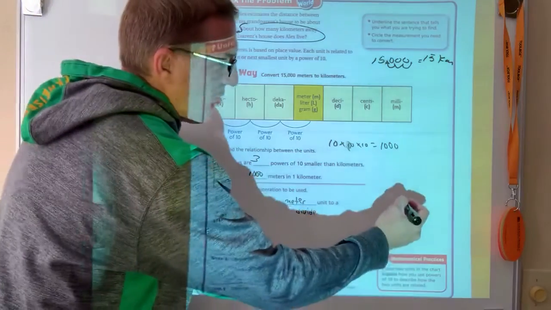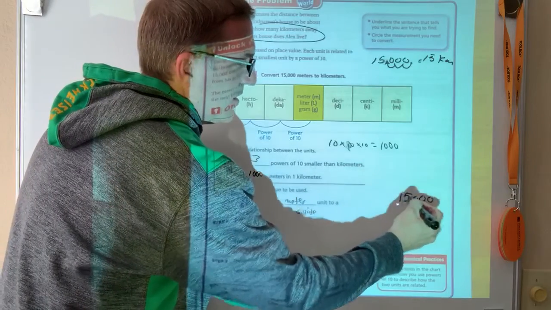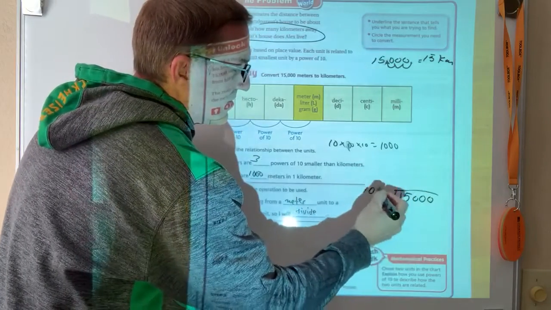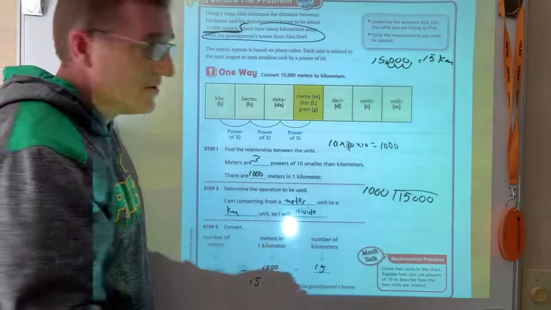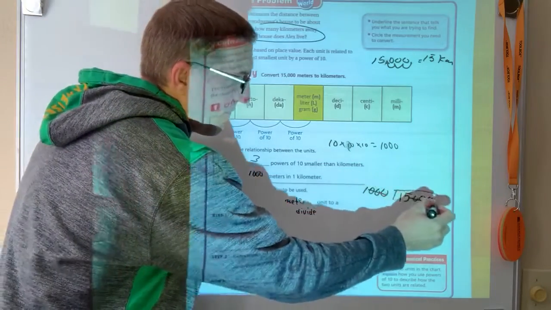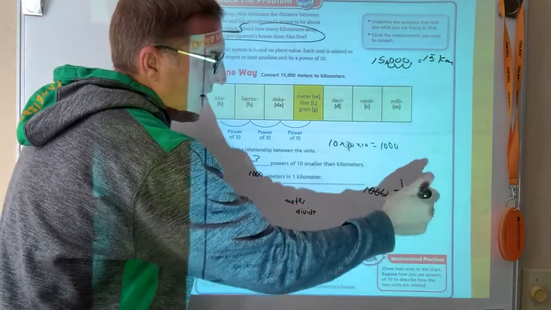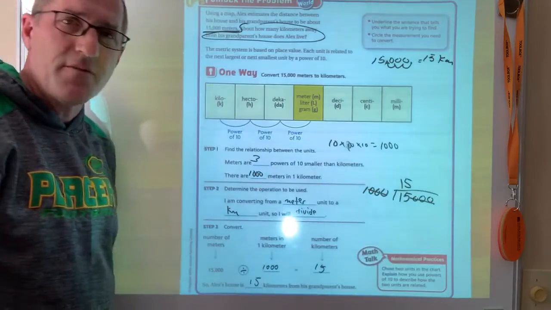And another way to look at that would be 15,000 divided by 1,000. Right, and what do we do with our zeros? Take them off, right? 1 into 1 is 1 time, 1 into 5 is 5 times, right? I get 15, 1 divided by 15, or 15 divided by 1.